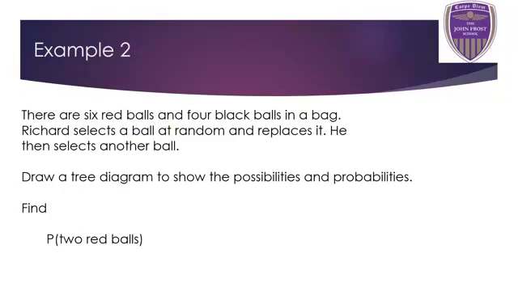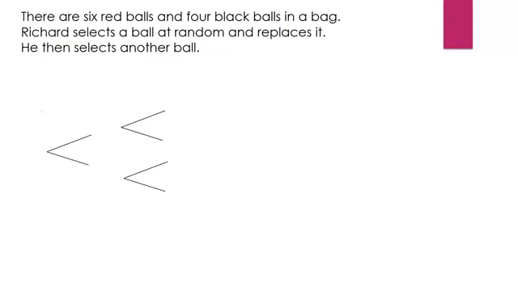Okay, so we've got 6 red and 4 black. So the first ball that he picks out is represented in this first tree here. And then the second ball that he picks out is represented in these trees here. So it depends on whether we pick a red or a black ball first. Okay, so the probability he picks a red ball. Well, there are 6 red balls, we know that, and there are 4 black. So altogether, there are 10 balls in the bag. So the probability he picks a red is 6 out of 10. And the probability he picks a black ball out would be 4 out of 10.